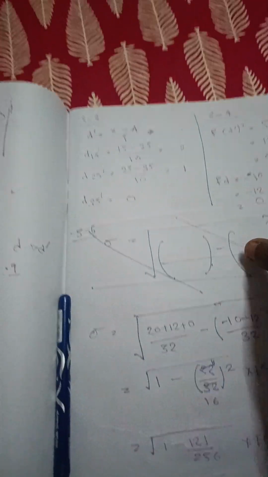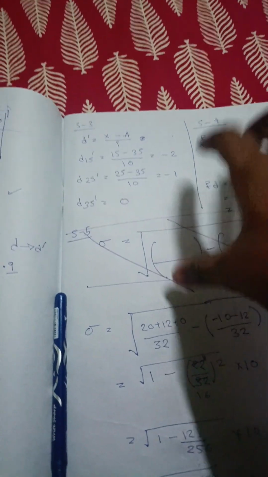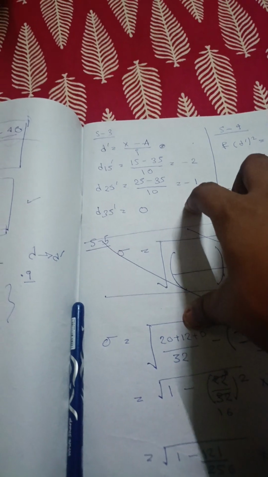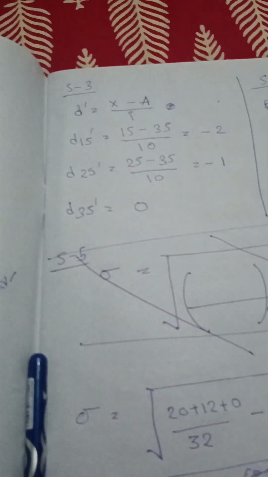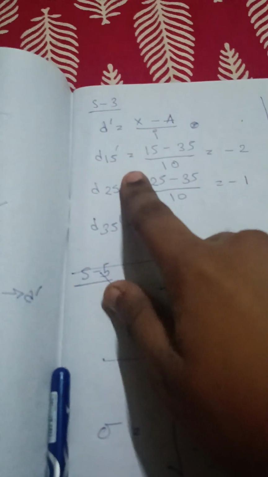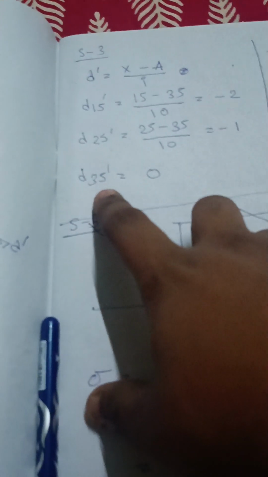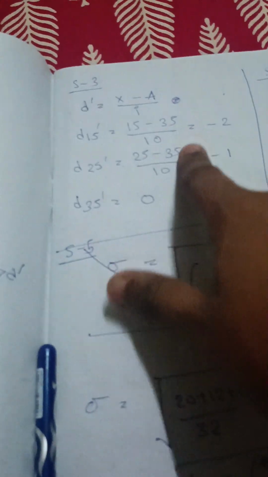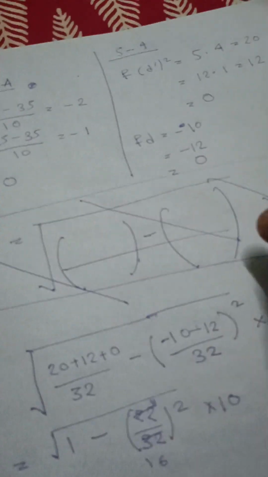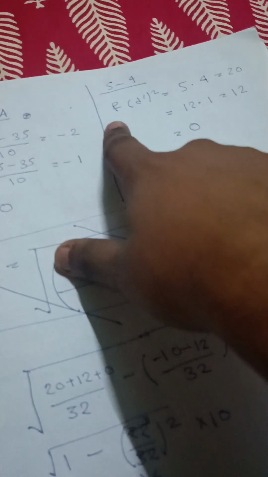So now we are going to find out d dash, because our main goal was to find d dash. So d dash is nothing but x minus a divided by I. So for 15 we are calculating, for 25 we are calculating, for 35 we are calculating. We are just injecting the formula and getting the value. Then there is step 4, that is applying the formula.